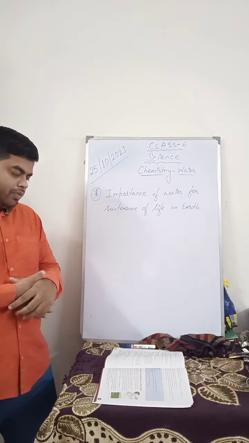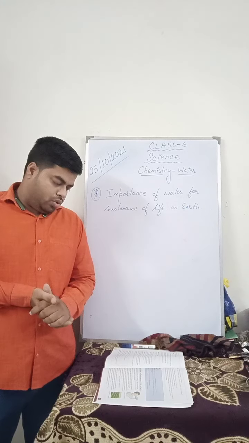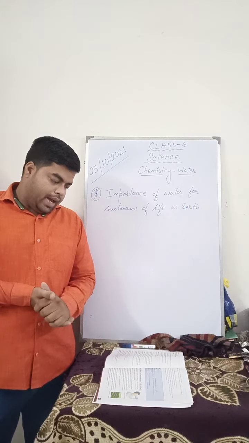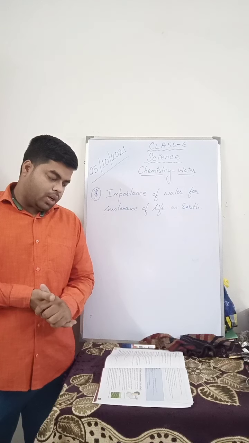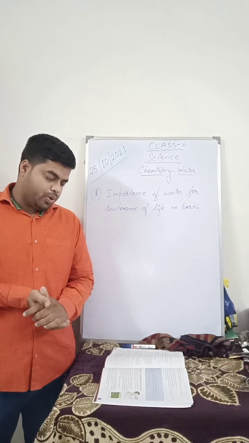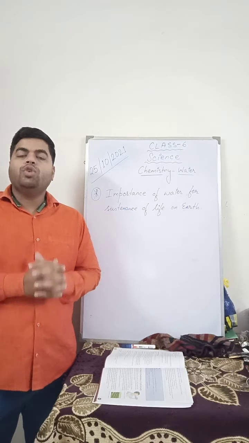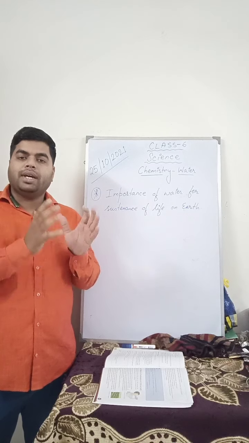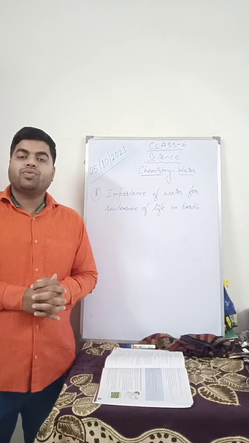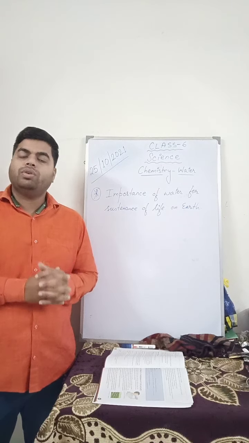So let us see some of the uses of water. Water constitutes about 70% of the human body. Animals and human beings need water for their body functions like digestion, respiration, transport of nutrients to cells, excretion, etc. So 70% of our human body is formed with water.